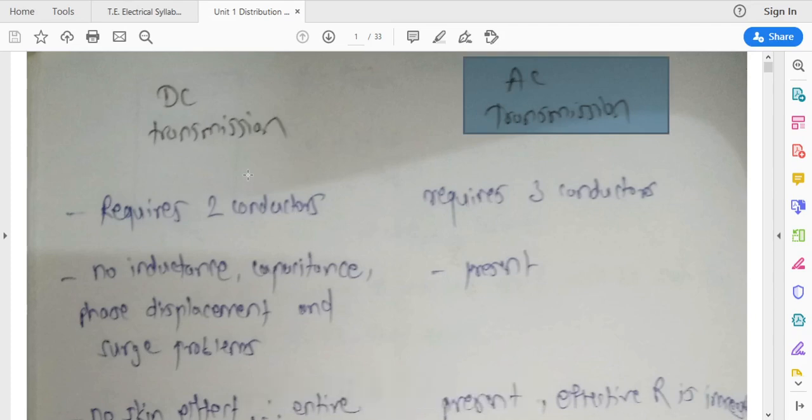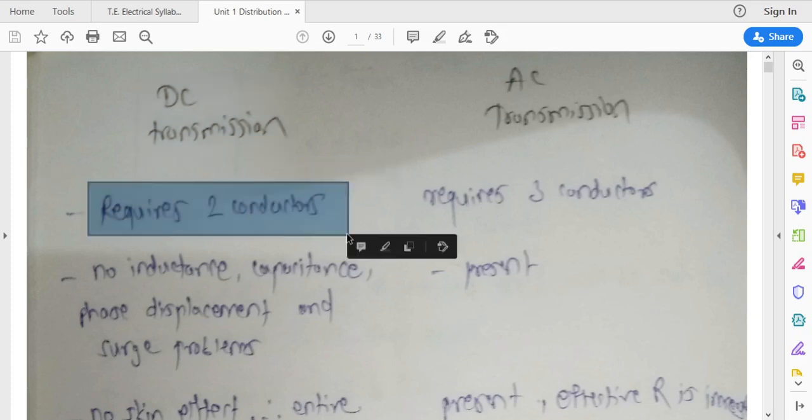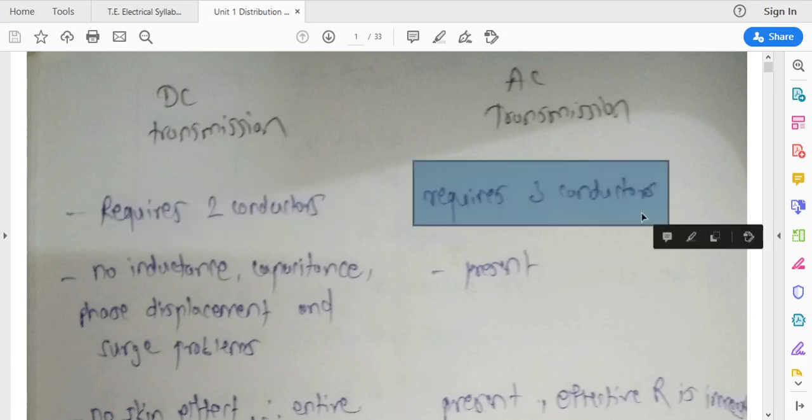So every system has its own advantage and disadvantage. If we are interested in better utility, better efficiency, then one can go for AC transmission, but no doubt DC transmission is also efficient and has minimum disadvantages. So let's say for the DC transmission we require two conductors, whereas for the AC transmission we require three conductors, so RYB or ABC.